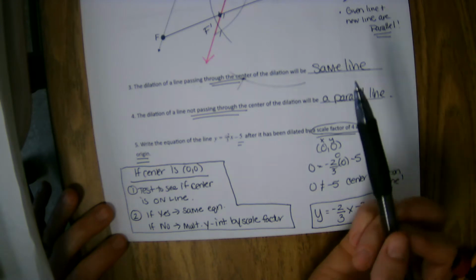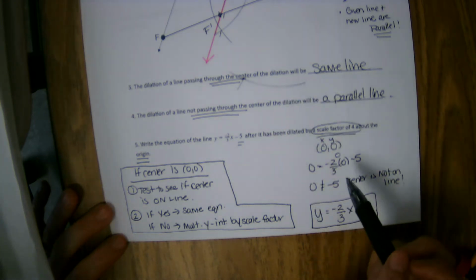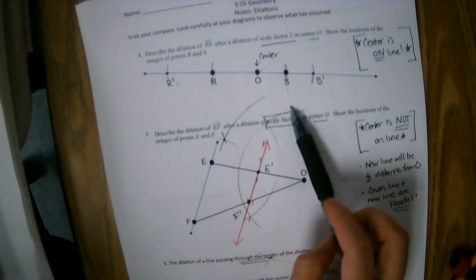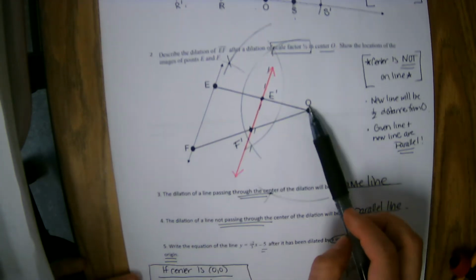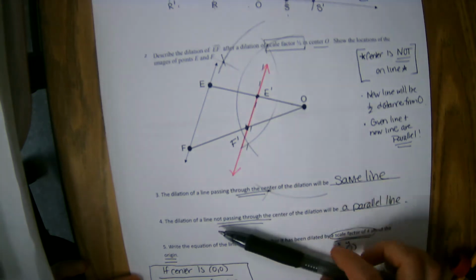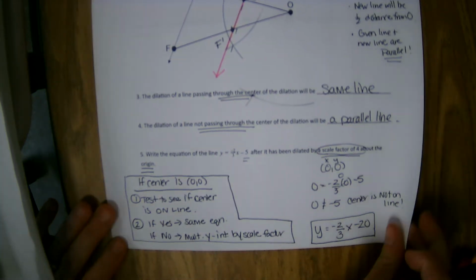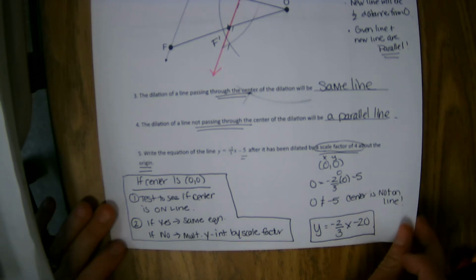So what's really important here is testing to see, is the center of dilation on the line? So then like number 1, it stays the same line, or if it's off the line, in that case, it becomes a parallel line. And then you need to find the equation of that parallel line. So that one's always going to be the one that's a little harder.